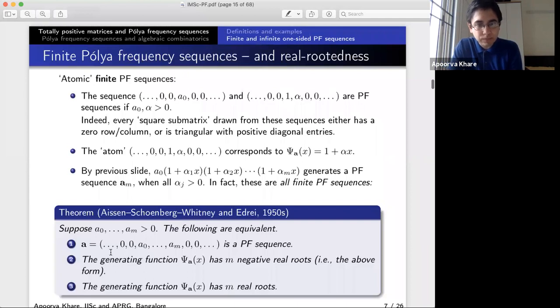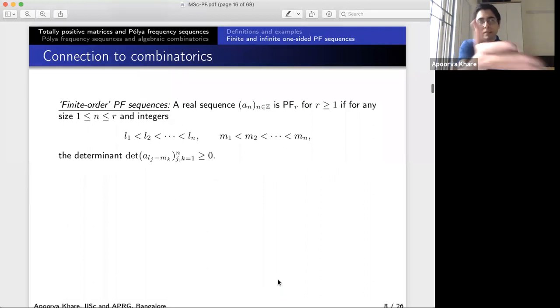As I said, a finite sequence of positive real numbers is a PF sequence padded by zeros on both sides if and only if the generating function has real roots. Those kinds of PF sequences, of course, show up in combinatorics. So I'll take one slide on this, to say that I am not an expert. I should always put in a disclaimer.